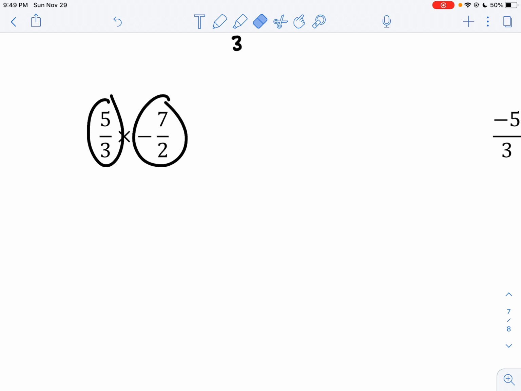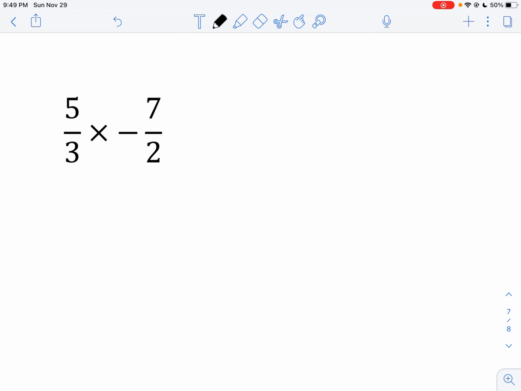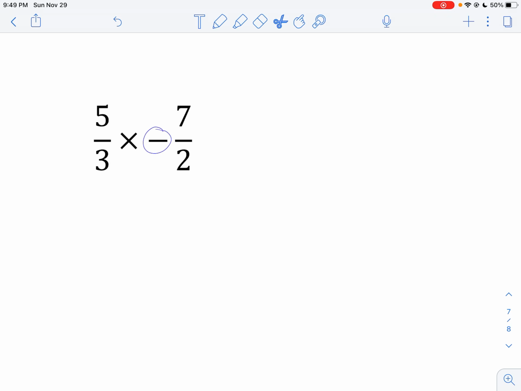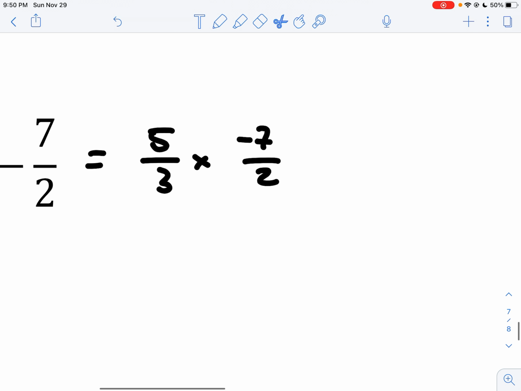When you're multiplying a positive times a negative, when we talked about integers, the result was a negative. Well, it's also true when you're working with rational numbers. So we know the answer will be negative. You could also just move this minus sign and associate it with the top number if you want. In other words, you could do something like this: 5/3 times negative 7 halves, and associate the negative with the numerator.